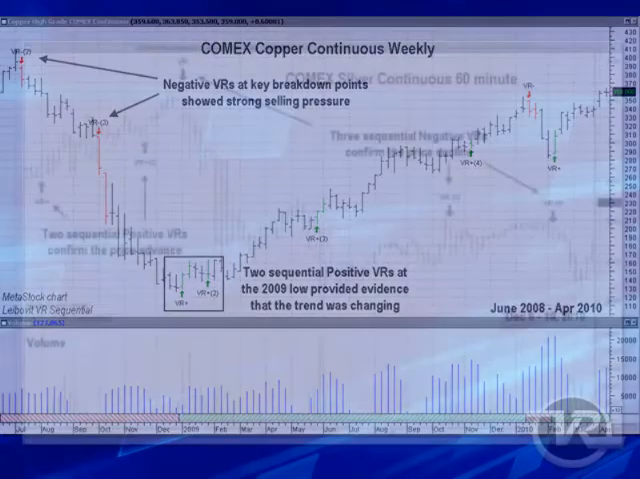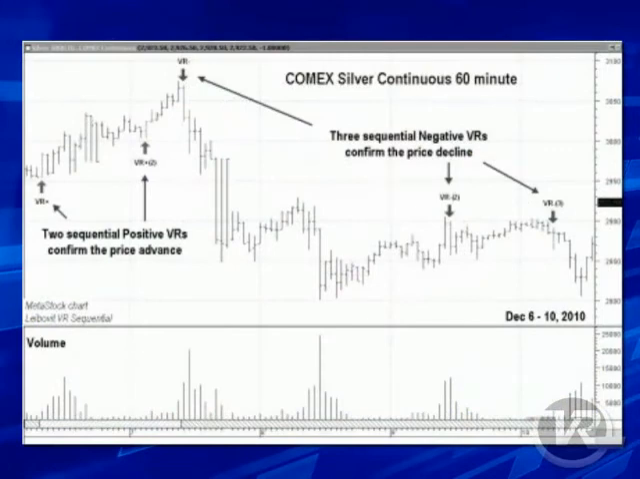One final example we're going to look at is the COMEX Silver continuous 60-minute chart. This is an example of how sequential positive VRs confirm a price advance and some negative VRs confirm a price decline. On the left side of the chart, notice how two sequential positive VRs provided confirmation of a price advance until the negative VR on December 7th signaled that sellers were gaining the upper hand. Two subsequent negative VRs on December 9th and 10th at the 2,900 level provided evidence of resistance that eventually led to lower prices.